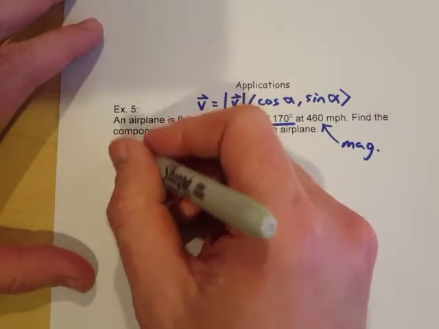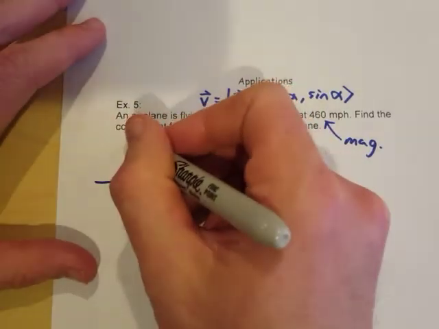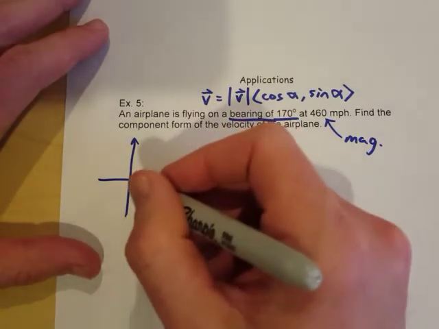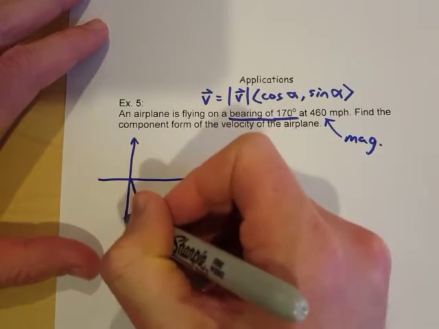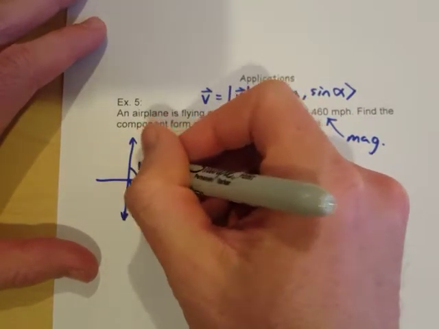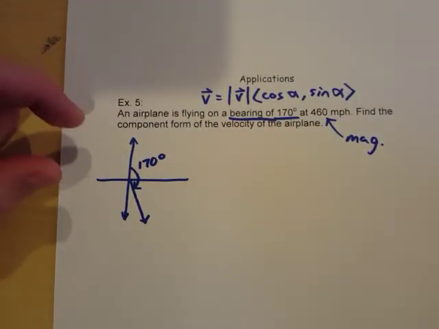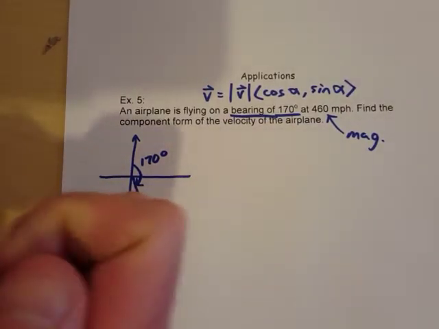So I'm going to draw a picture of that. Remember that with bearing, it's measured clockwise from due north. So you start due north and you go clockwise, and we're going 170 degrees. So the bearing looks like this, where it's 170 degrees this way. Okay, so that's what they're talking about as far as the path of this airplane. Well, we need to convert that to a trig angle instead.